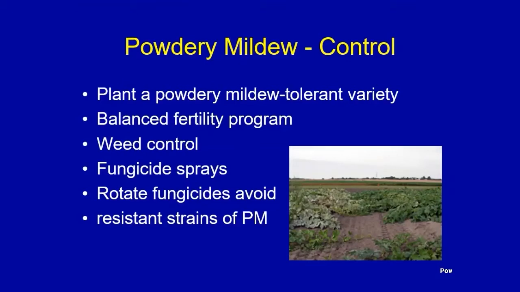What we're seeing, though, throughout the Southeast with some of these diseases like powdery mildew and downy mildew, and even gummy stem, is that some of these pathogens are becoming resistant to some of our fungicides because of overuse and abuse of these materials. Same with insecticides, I guess. So you want to rotate fungicides whenever possible, because of these resistant strains of powdery mildew to these products.